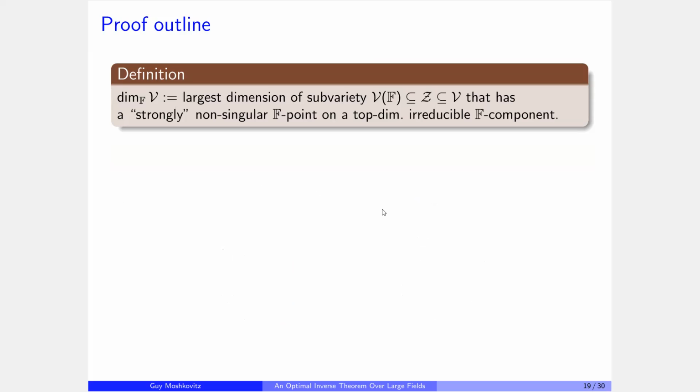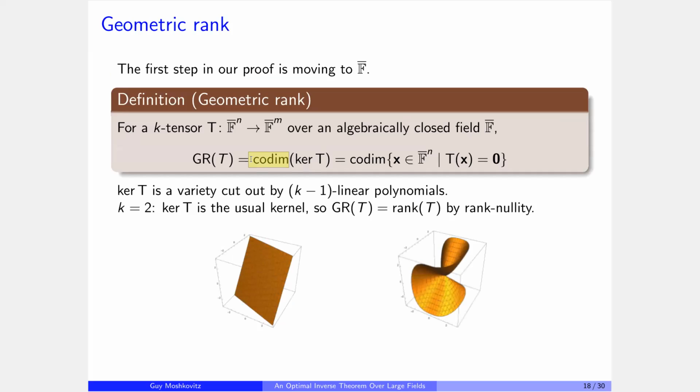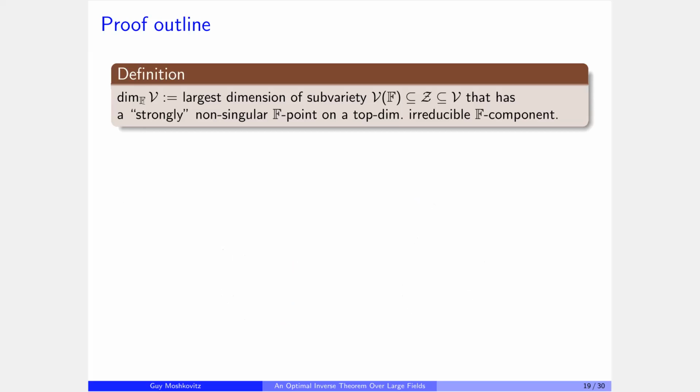So here's a key definition. We're not actually going to work directly with the geometric rank. That's kind of not subtle enough of a notion for us. So we're not going to work with the codimension of the kernel, but with some new definition, which we call the codimension sub f, or the dimension sub f. So what is that definition?